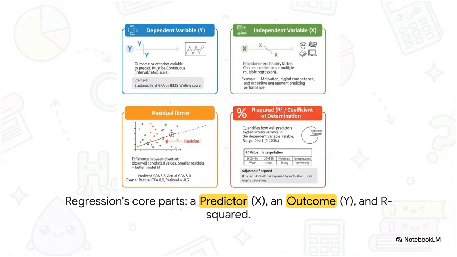And this breaks down the engine of regression perfectly. You have your predictor, X, which is what you know. You have your outcome, Y, which is what you're trying to predict. The residual, that's just the error, the gap between your prediction and what actually happened. And the real star of the show is R squared. It's a number that tells you how much of the change in your outcome is explained by your predictor. A higher R squared means a better model.